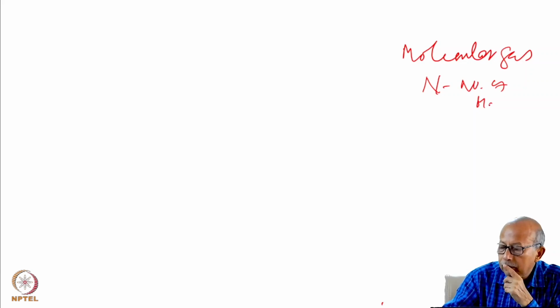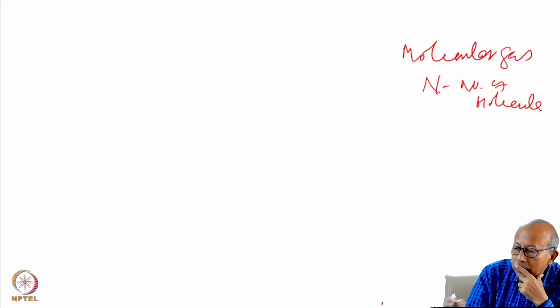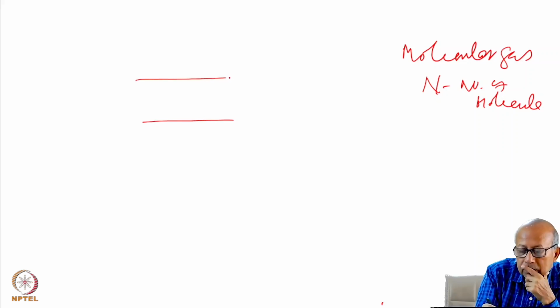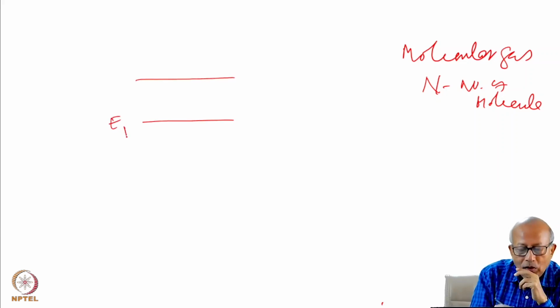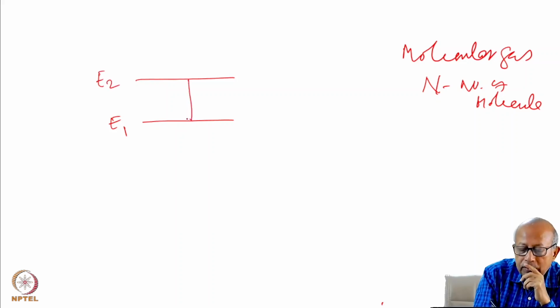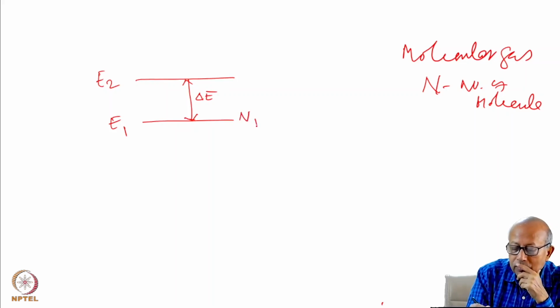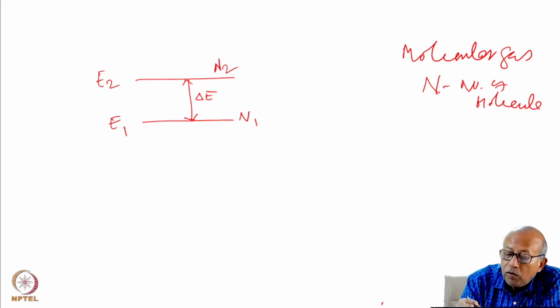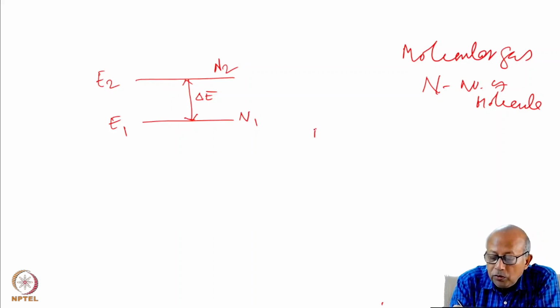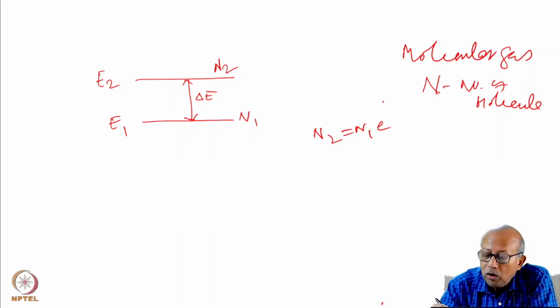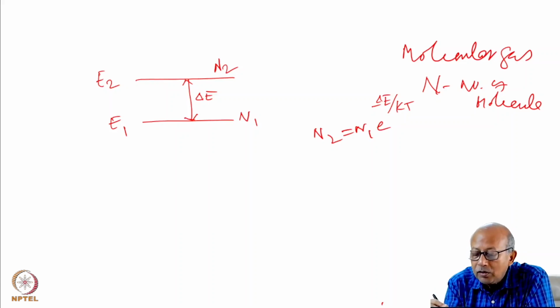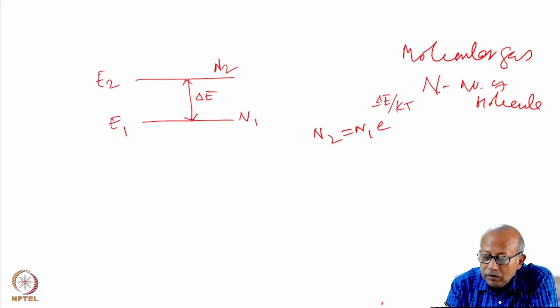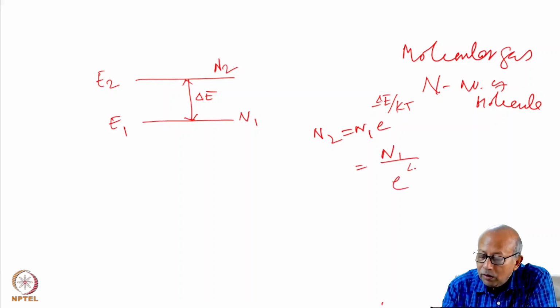Let us consider a molecular gas, and let us assume N is the number of molecules which are to be distributed among, say, two energy levels, one with a lower energy E1, the other with a higher energy E2, and the gap between those two energy levels is delta E. If N1 is the population at energy level E1 and N2 is the population at energy level E2, then from the Boltzmann distribution we know that N2 = N1 e^(-ΔE/kT), where k is the Boltzmann constant and T is the gas temperature. This is equal to N1 / e^(ΔE/kT).